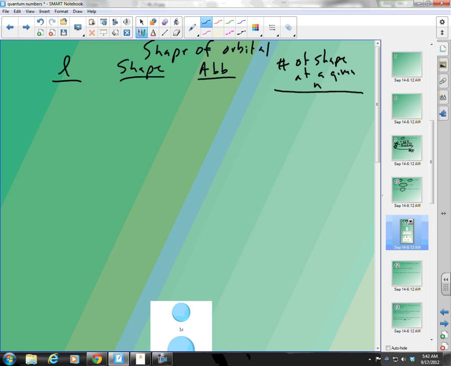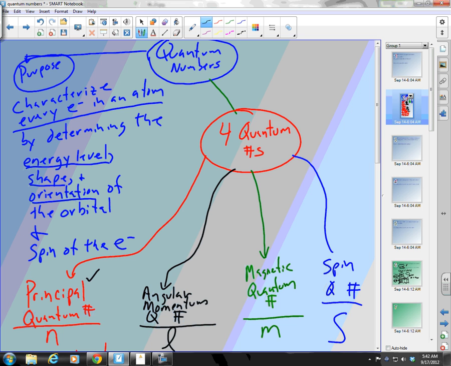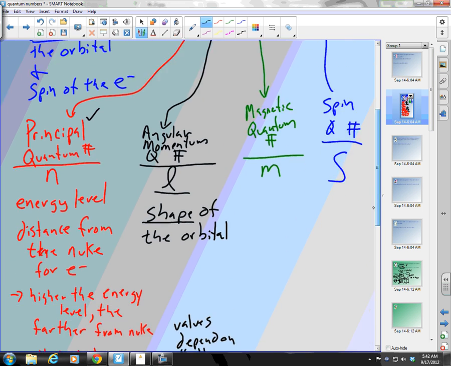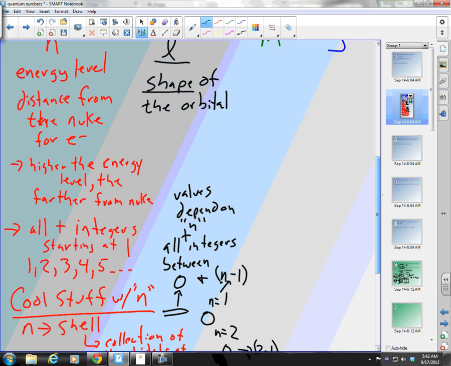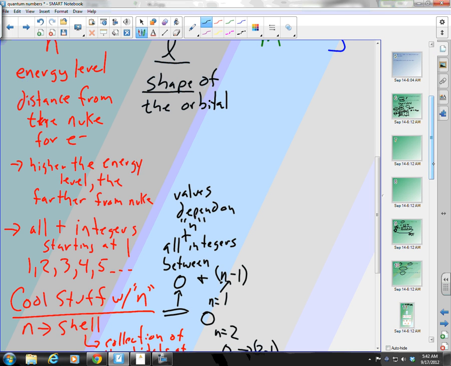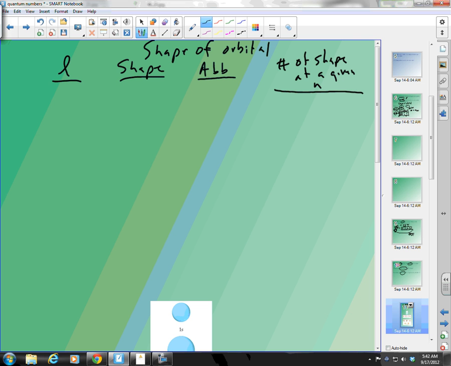Good. So what did we say? L always starts with what value? 0. Okay, so we start at 0. So let us go back to our question. L always starts at 0. So L is 0, L is 1, L is 2, L is 3, L is 4.